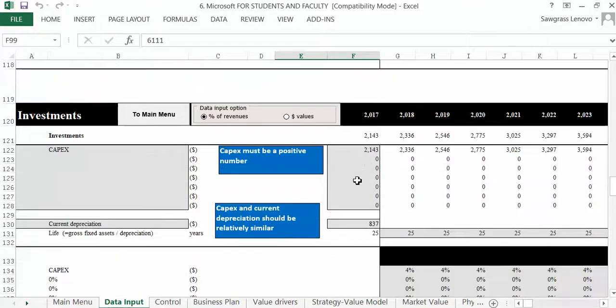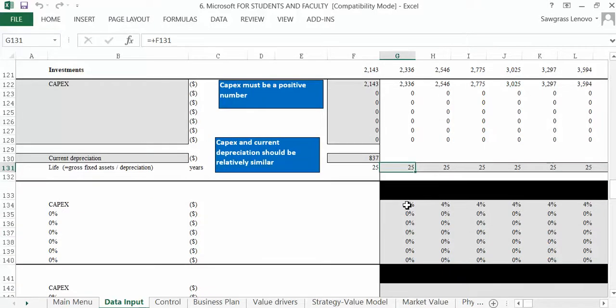Assets, liability, investments, same thing. You have to put investments here always as a percentage of revenues. Makes your life substantially easier. You put historical data, and you have to put the current depreciation, and the system calculates all the rest. And you can change it. So you can change the life. In this case, the life of all the assets is 25 years. You can put more or less according to your industry.